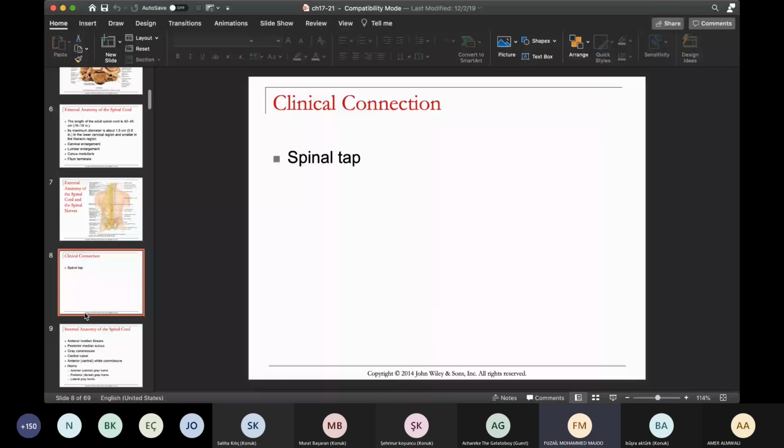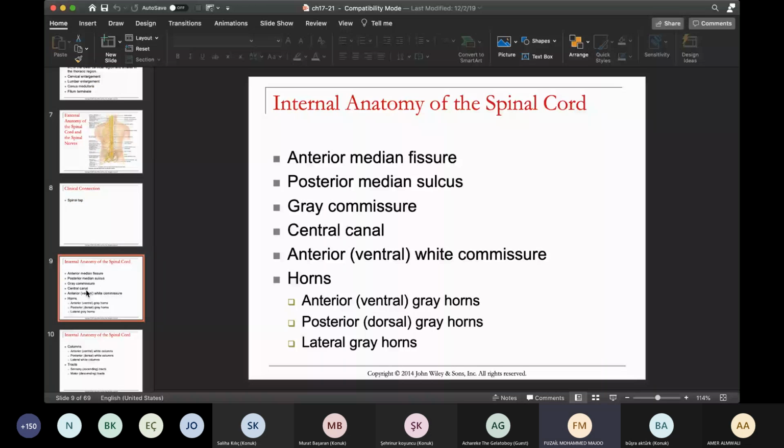Now, all right. So the anterior median fissure is a wide groove that we find on the anterior, or the ventral side of the spinal cord. The posterior median sulcus is a narrow groove that we find on the dorsal side, or the posterior side of the spinal cord.